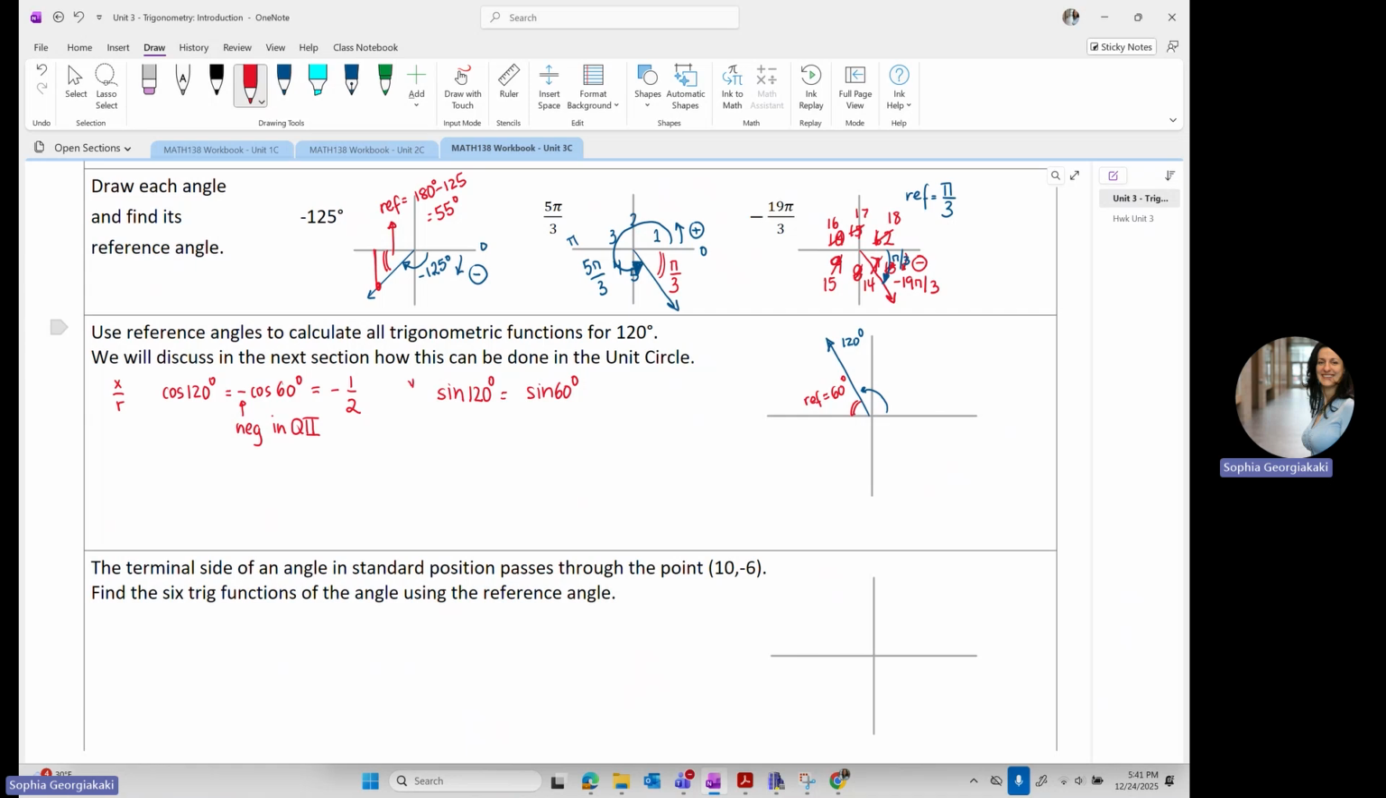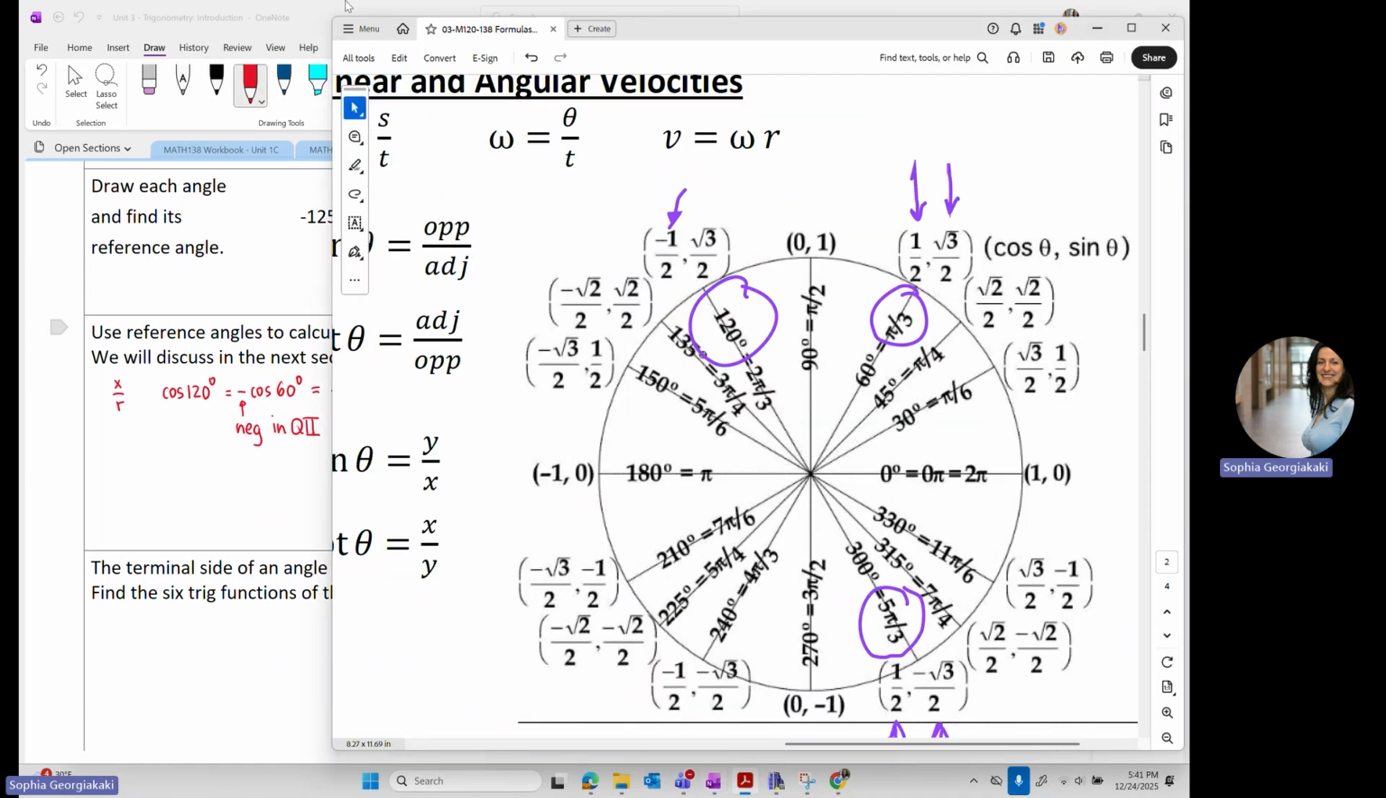Now the sine is y over r. Y is positive in quadrant 2. Therefore, it will be positive sine of 60. It is positive in quadrant 2. And the sine of 60 was square root of 3 over 2. So I'm expecting the sine of 120 to also be square root of 3 over 2. And again, I'm looking here in my packet, and I'm looking at the sine of 120, and it is identical to the sine of 60 and also has the same sign.